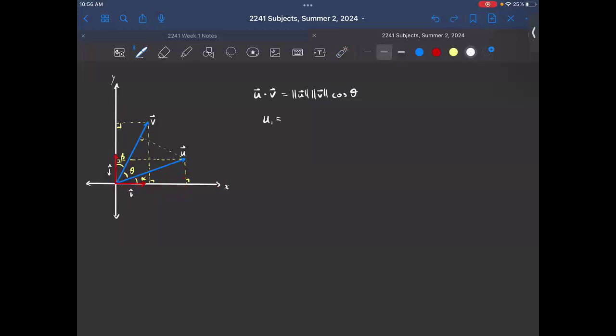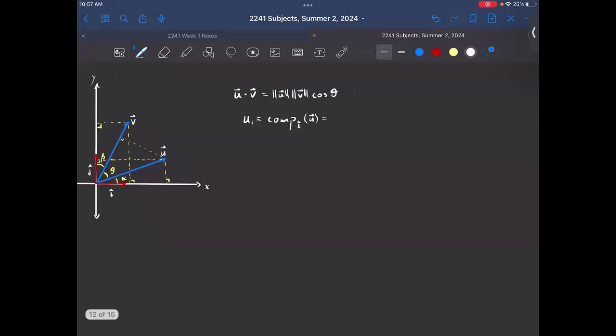Let's see. So I've labeled some angles in here. Let's keep going here. So u1 is going to be the component of u in the direction of i hat. There we go. And if you remember the formula for that, that is i hat dot with u divided by norm of i hat. All right. And, well, norm of i hat, we said that was 1. We set that as our unit, so we don't need to worry about that. And that means that our u1 component is just u dotted with i hat.